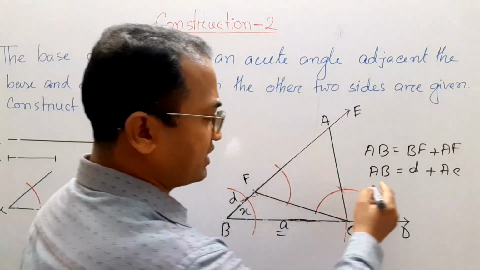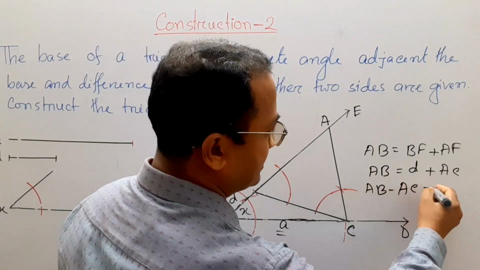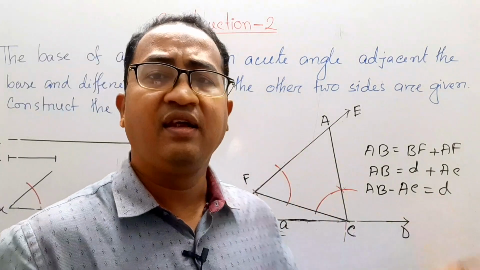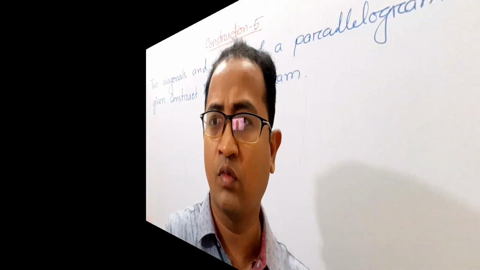AF is equal to AC. So we can write AB minus AC is equal to D. So the difference of AB and AC is D. So ABC is our required triangle.